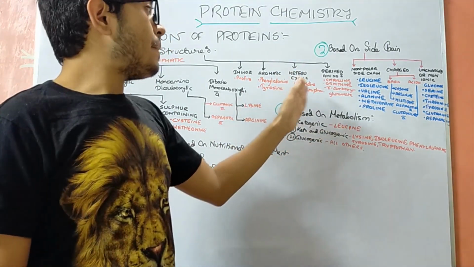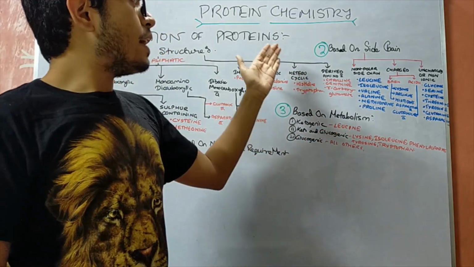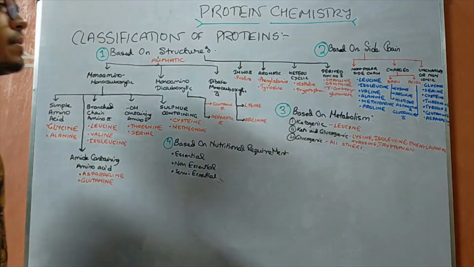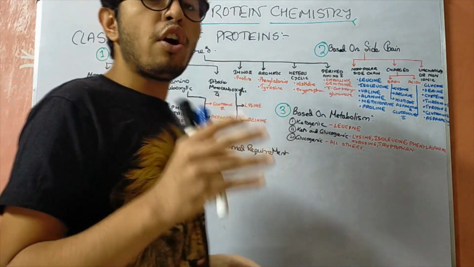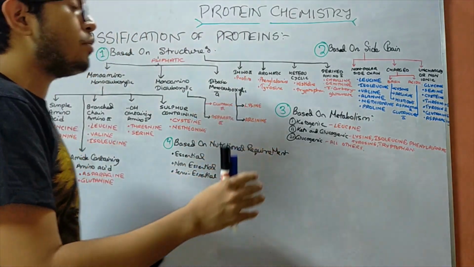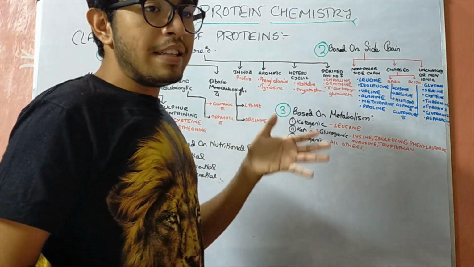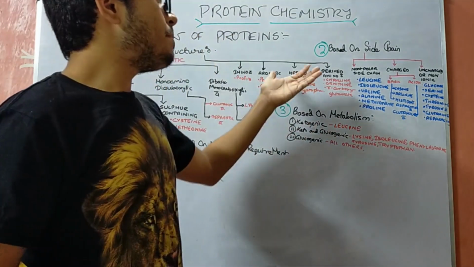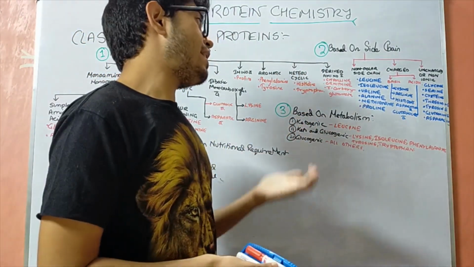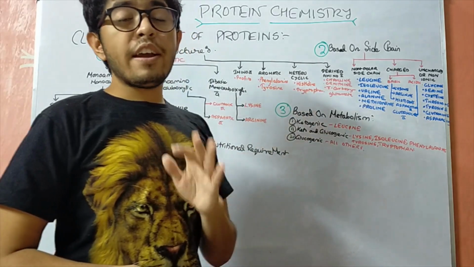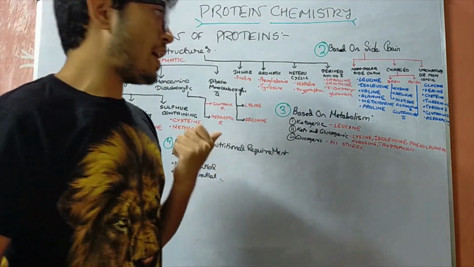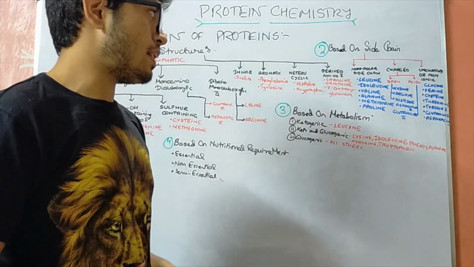And now coming to the derived amino acids. Derived amino acids are not normally present in our body structures in general, but they are present in certain pathways. Citrulline and ornithine are very important, and they are the major components of the urea cycle.